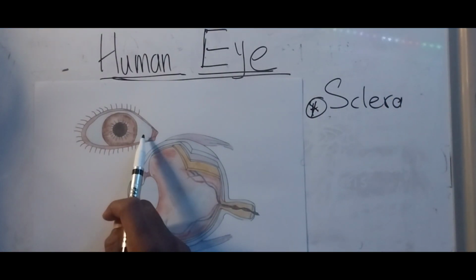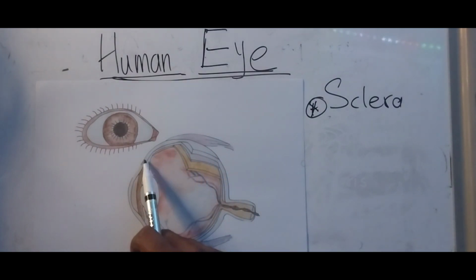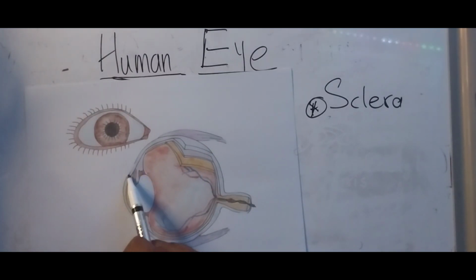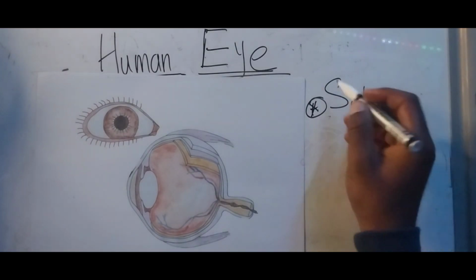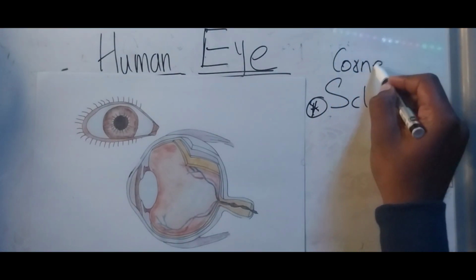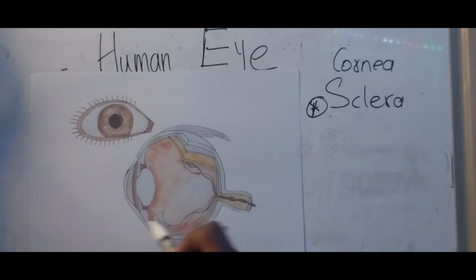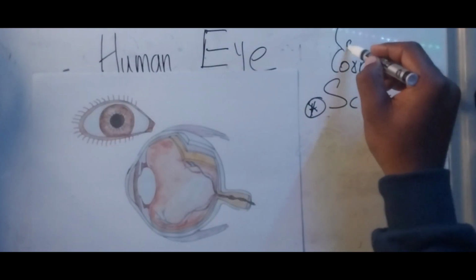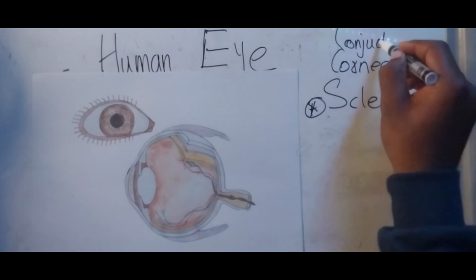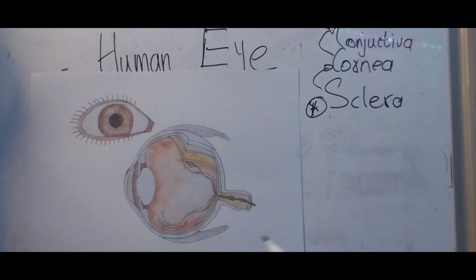The sclera is the white part that you see on the human eye. It's this part on the diagram. And then the sclera gives rise only to this portion, which we call the cornea. The cornea itself is protected by what we call the conjunctiva. Those are the simple things that we need to understand.